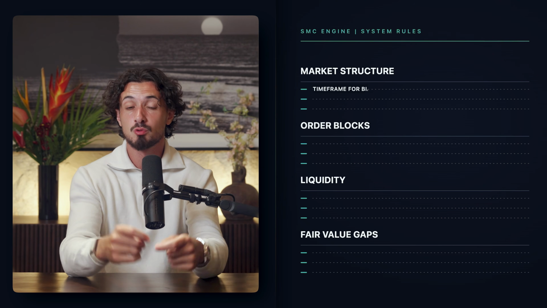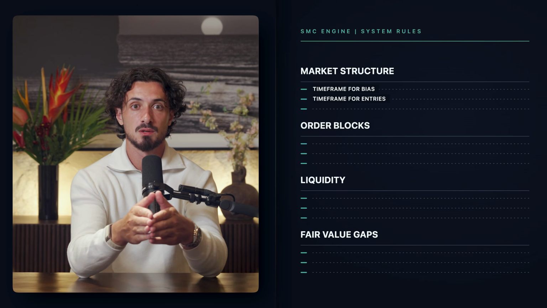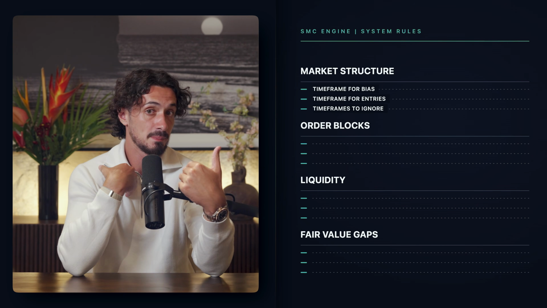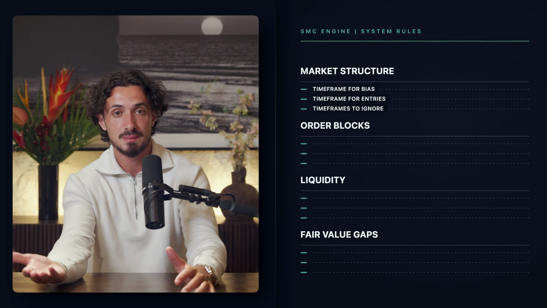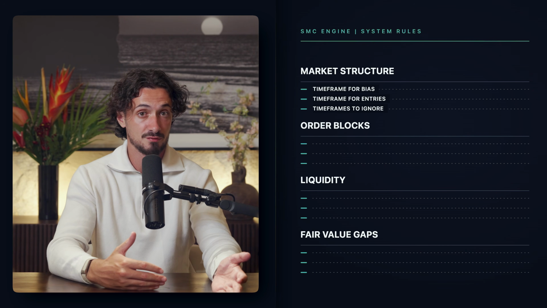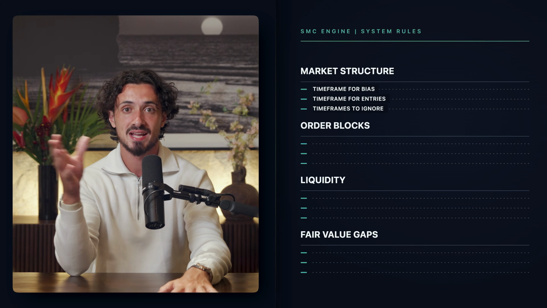But here's where it gets deeper. Because a real system isn't just a checklist of when you enter and exit. Every single concept you use has to have its own rules underneath it. Take market structure. You need rules for your time frame, because otherwise you just end up looking at all time frames. For example, for me personally, I only use the 15-minute for bias and the 1-minute for entry confirmation. I don't care or need to check any other time frame.